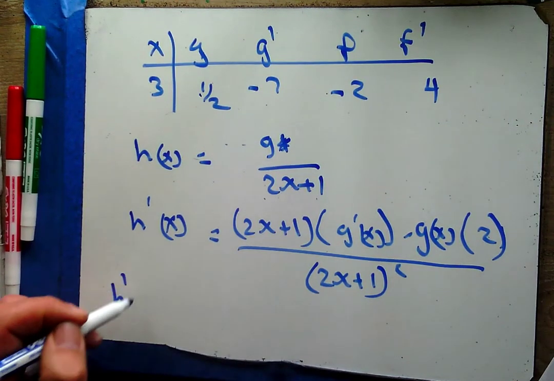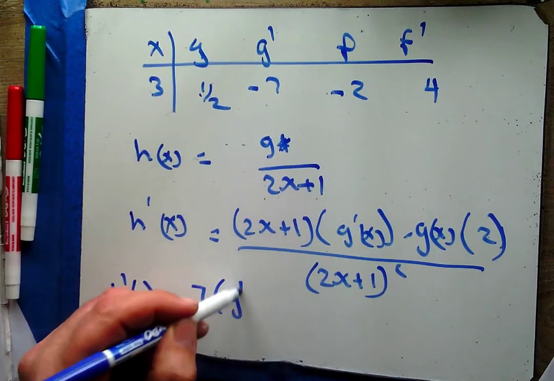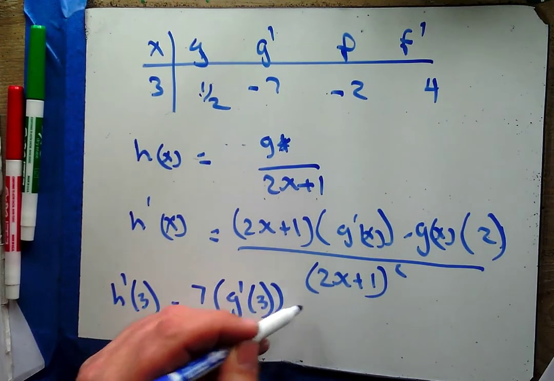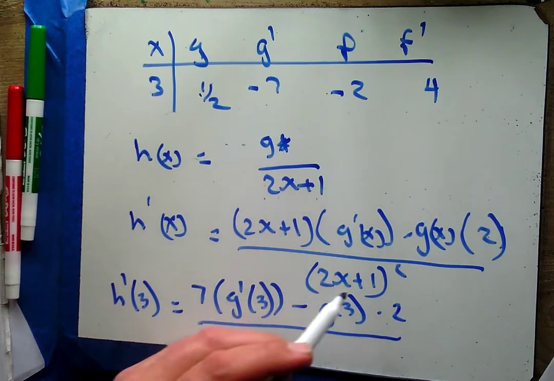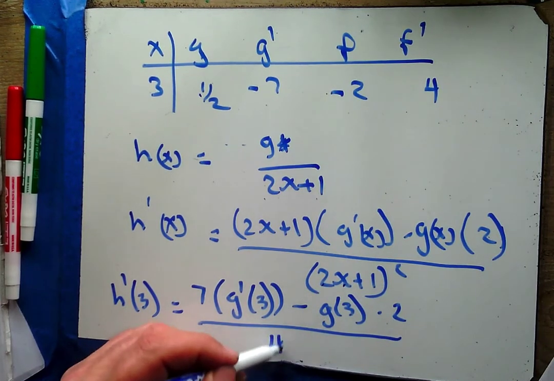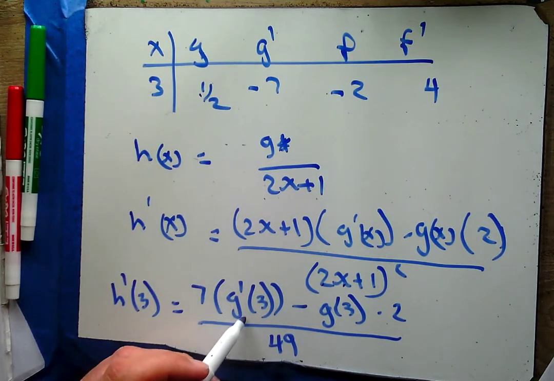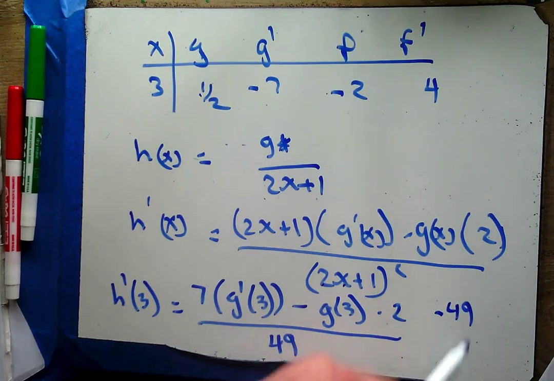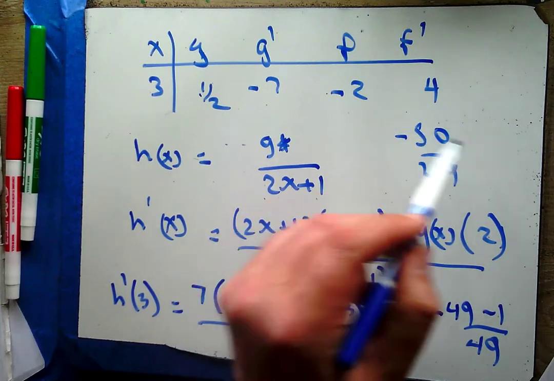So now when I want to find h prime of 3, I've got 2 times 3 plus 1 is 7 times g prime of 3, minus g of 3 times 2, all over 3 times 2 is 6 plus 1, 7 squared is 49. So g prime of 3 is negative 7. Negative 7 times 7 is negative 49. And g of 3 is 1/2 times 2 is 1 over 49. And so that gives me negative 50 over 49.